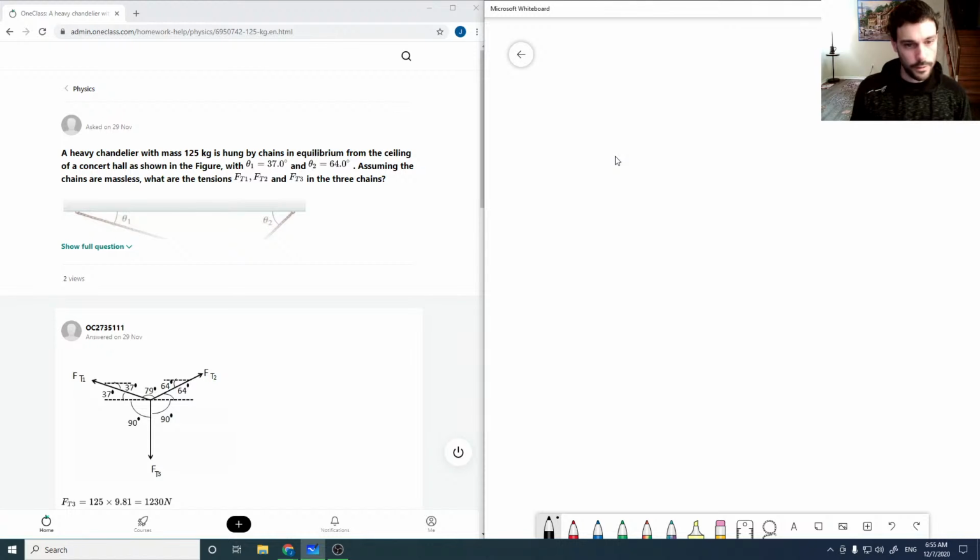Right, so now we've got a chandelier. I'm just going to draw it. And we've got this, and then the chandelier is hanging from here. Okay. And now the mass, and it asks us to find each of the tensions. So we've got a T3, we've got a T2, and a T1. And I guess there's not really a directionality there.